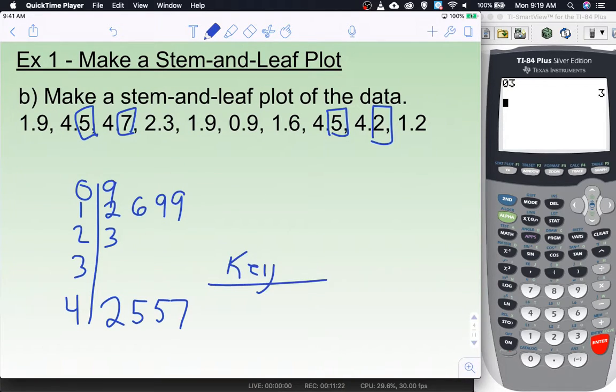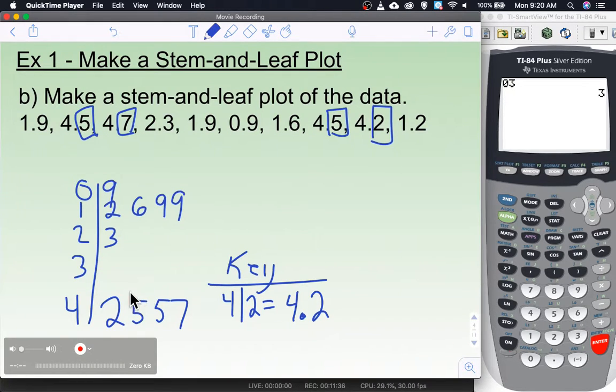Key is required. 4/2. Now this doesn't equal 42, it's 4.2. That's how we would interpret it. And now we can see the dispersion of the data. We can see that there's lots of 4 point things and 1 point things. We can see there's no anything that's a 3.0 or 3 point anything. That's the dispersion. That's where there's big chunks and where there's little chunks, where it's spaced out and where it's pushed together.